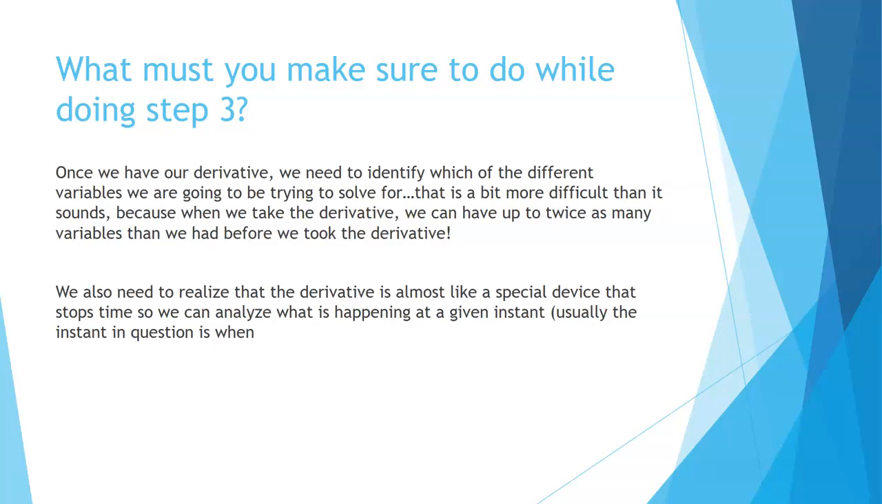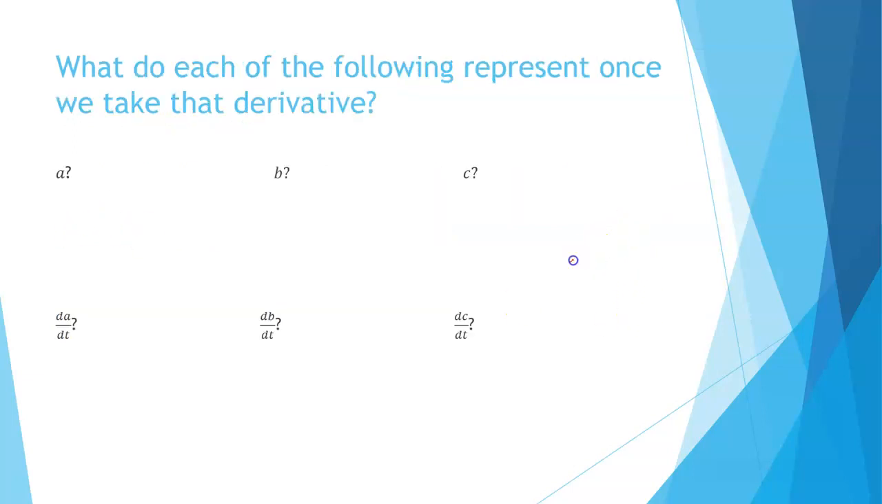Another thing we realize once we take the derivative is that because the derivative is an instantaneous rate of change, we can now stop time at different instances and see what is happening at those different times. So in this problem, I've got A, B, and C, and then I found dA/dt, dB/dt, and dC/dt. Well, A in this problem is the distance from you to the launch pad. B is how high up the hot air balloon is at any given time. And C is the distance between you and the hot air balloon at any given time.